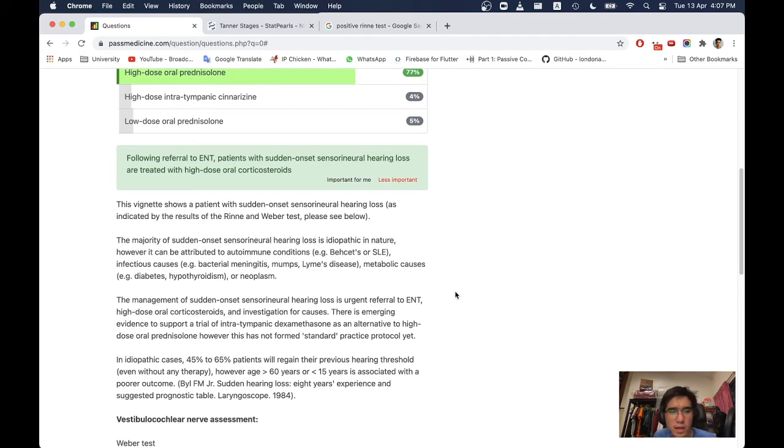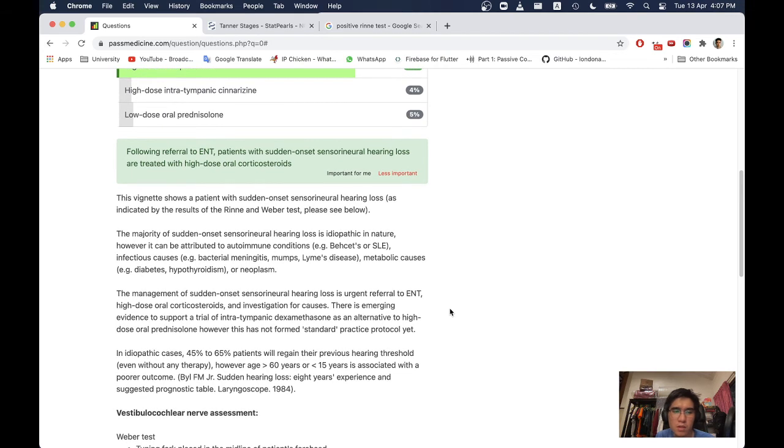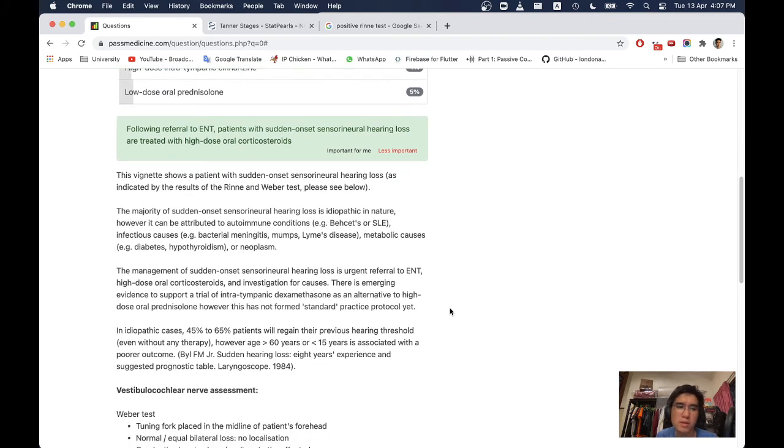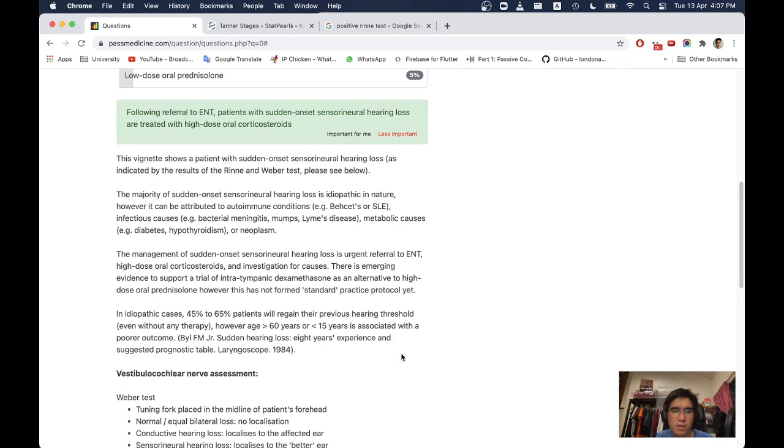This figure shows a patient with sudden onset sensorineural hearing loss as indicated by the results of the Rinne and Weber's test. The majority of sudden onset sensorineural hearing loss is idiopathic in nature. However, it can be attributed to autoimmune conditions, for example Behçet's disease or SLE, infectious causes, for example bacterial meningitis, mumps, Lyme disease, metabolic causes, for example diabetes, hypothyroidism, or neoplasm. The management is urgent referral to ENT, high-dose oral corticosteroids, and investigation for causes. There is emerging evidence to support a trial of intratympanic dexamethasone as an alternative to high-dose oral prednisolone. However, this has not formed standard practice protocol yet.